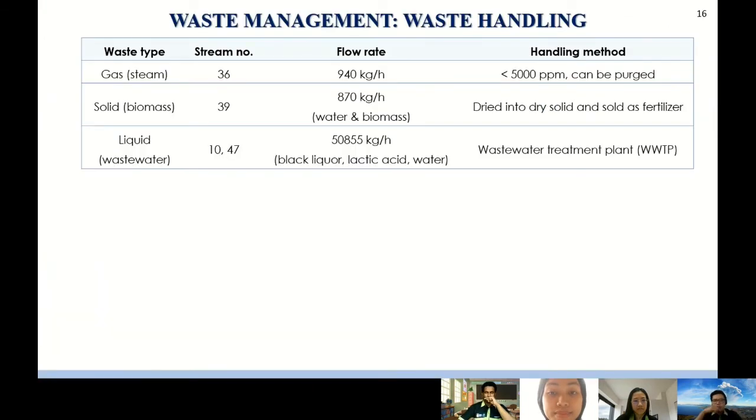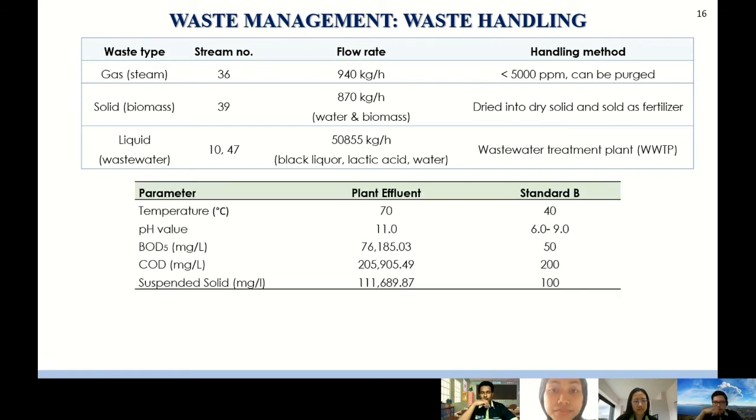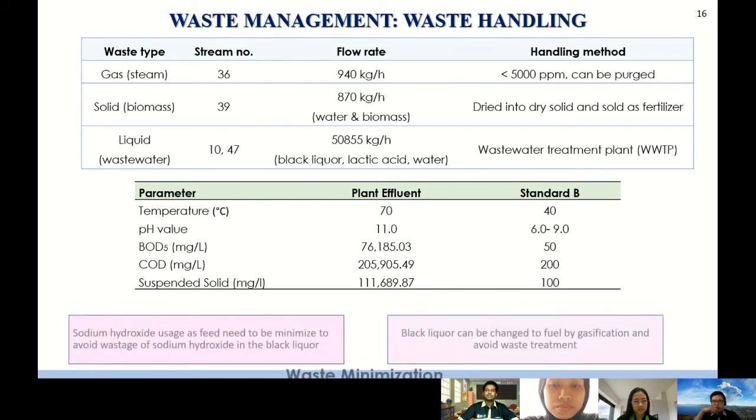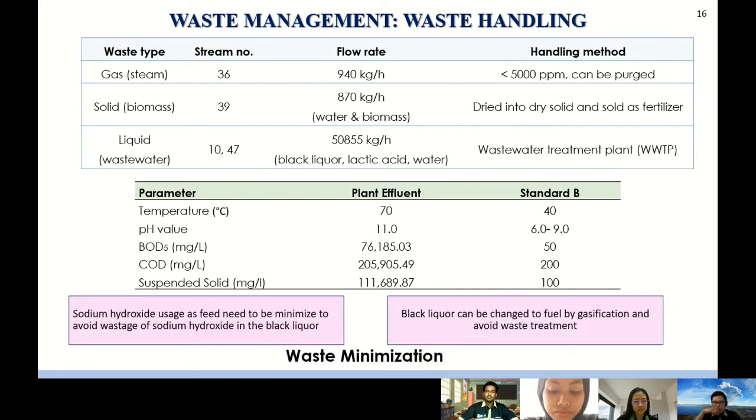As for the waste management, there are 3 types of waste that we need to consider, which are the gas for the carbon dioxide, the solid for biomass, and the liquid for wastewater. So next, there are parameters that we need to consider to follow the Standard B for our wastewater treatment plant, which are the temperature, pH, BOD, COD value, and also suspended solid. As for the waste minimization, the sodium hydroxide can be used back to minimize the wastage, and the black liquor, we can change it to fuel by gasification, which could be a selling factor for our economic potential.